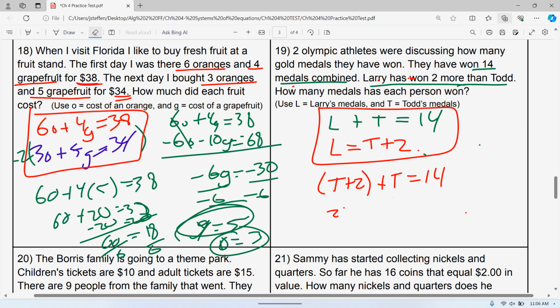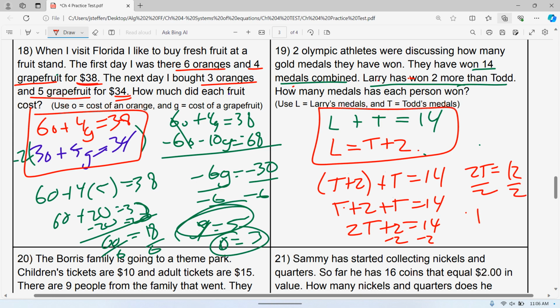Don't really need the parentheses for this one, so we can drop those. So there's 2T plus 2 is equal to 14. 2T is equal to 14 minus 2, which is 12. T is equal to 6. Actually, either of these is pretty easy. If they won 14 together and Todd won 6, Larry obviously has to win 8. Or Larry won 2 more than Todd, so if Todd won 6, Larry won 8. So a brief description, all I would say is Larry won 8 gold medals, Todd won 6. That'd be crazy.